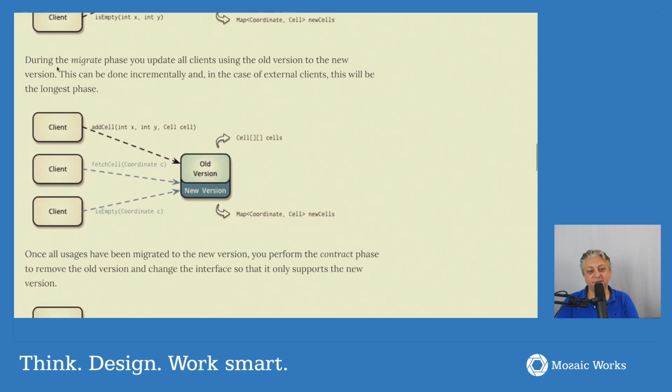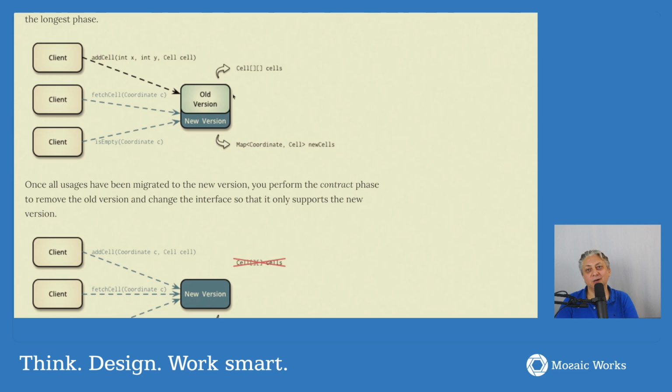During the migrate phase, you update all clients using the old version to the new version. This can be done incrementally, and in the case of external clients, this will be the longest phase. Yeah, particularly, I think this is focused on APIs. So if you're changing an API and many people are using your API, this is a brilliant way to allow them to switch to the new version. And it might take a while, depending on how many clients you have.